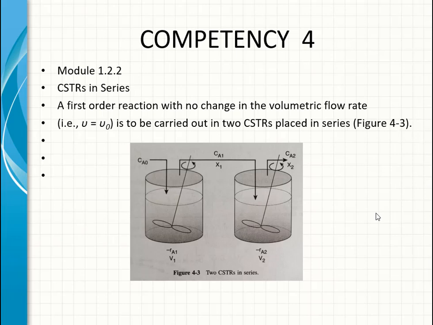Now, in this competency 4, we are going to analyze CSTRs in series. A first-order reaction with no change in the volumetric flow rate, that means v equal to v0, is to be carried out in two CSTRs placed in series, as the figure indicates. So we have two reactors.